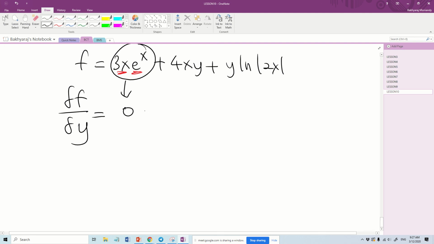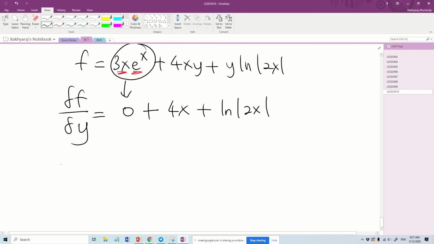Okay, plus. Now differentiate this. You get what? 4x. Yeah, just 4x, correct. 4x plus log 2x, because we differentiate y and it becomes 1 times log 2x.